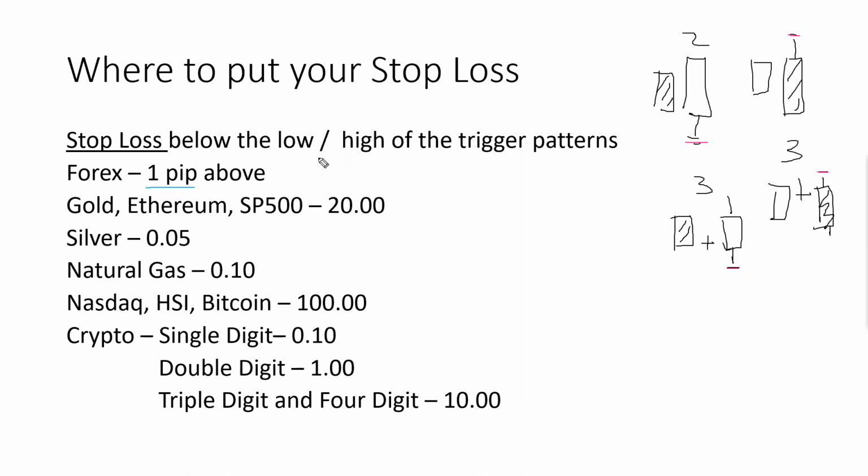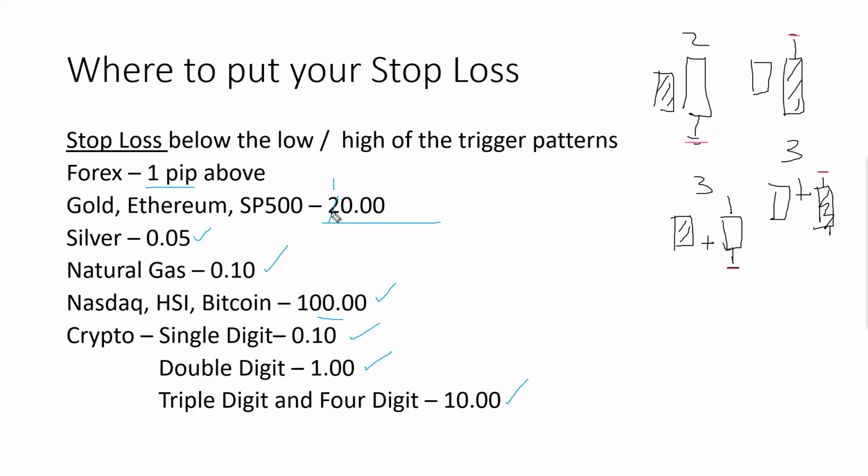Okay, so for gold and ether, I've already corrected it. It's not 20 but 10. Okay, this is 10. And then silver, you can do 5 cents as your stop loss. Natural gas, 10 cents. For Bitcoin, Nasdaq, and Hang Seng it is 100. Crypto, 10 cents for single digits, double digits $1, triple digits and 4 digits $10. Anything more than that, you do the 100. So these are my stop losses.